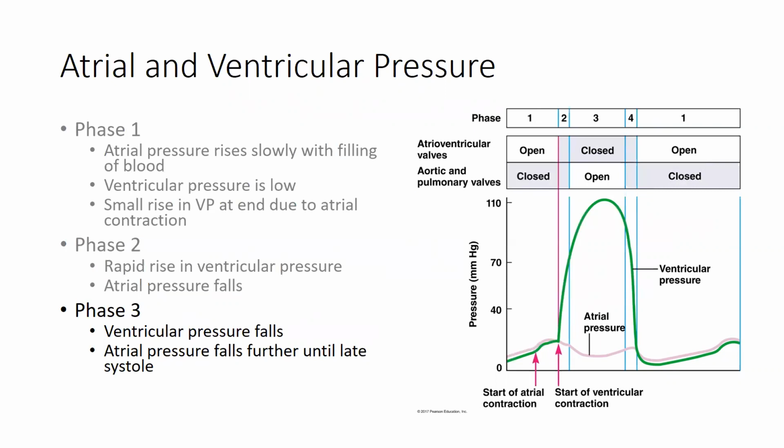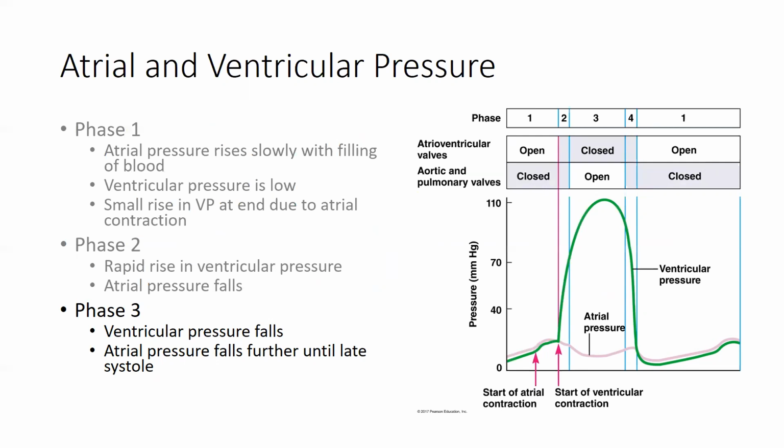The pressure in the atria is going to continue to fall until we start phase 1 again. So the atrial pressure doesn't fluctuate very much. The only time it rises is at the end of phase 1, which is the end of diastole, trying to get that last volume of blood out into the chamber. The ventricular pressure is going to be low in phase 1, gradually rising in phase 2, and very high in phase 3, and then it drops again in phase 4.